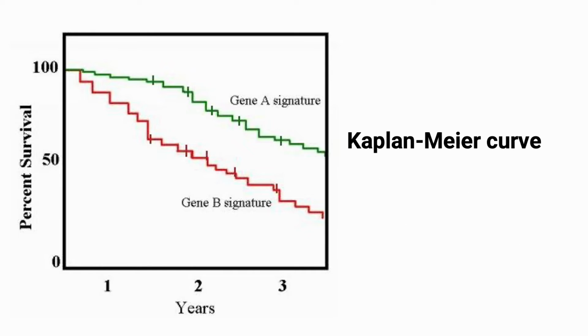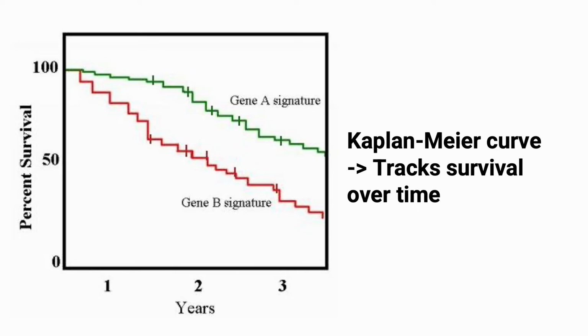So starting off, let's talk about the Kaplan-Meier curve. Essentially, this will be a curve or a graph that will track survival of different groups over time. So on the y-axis, you have your percent survival, and on your x-axis, you have a measure of time.